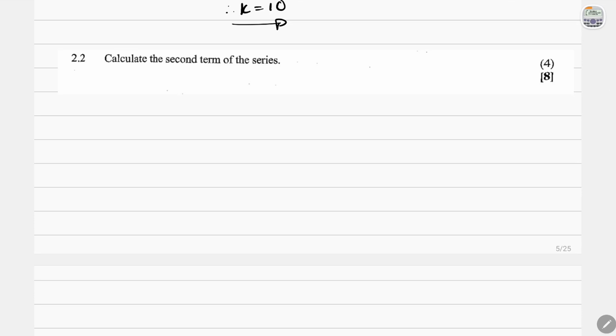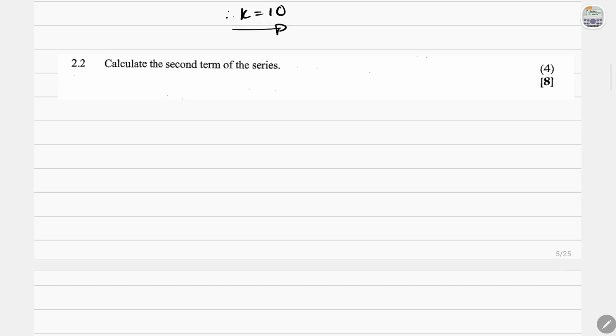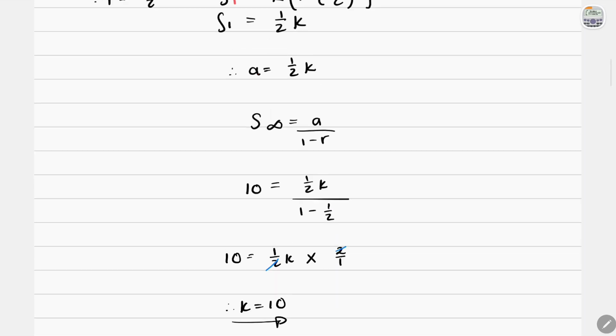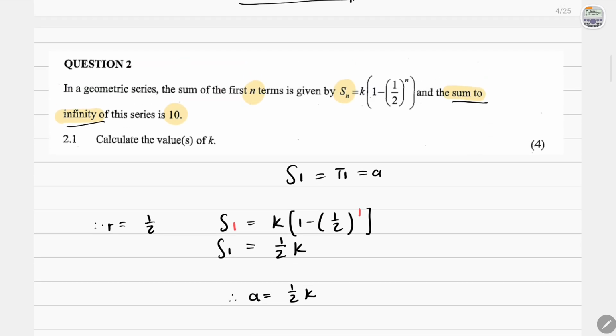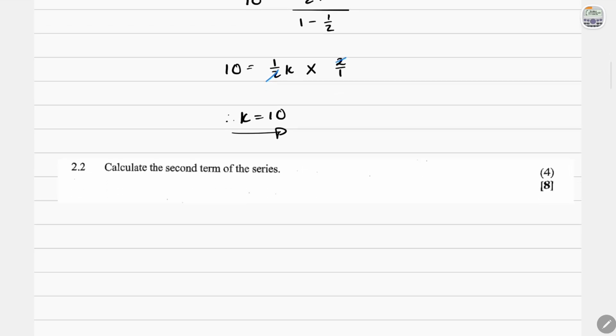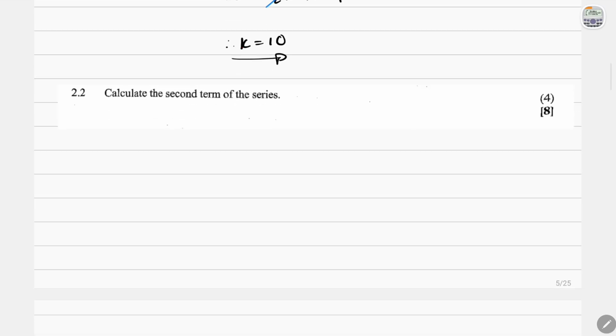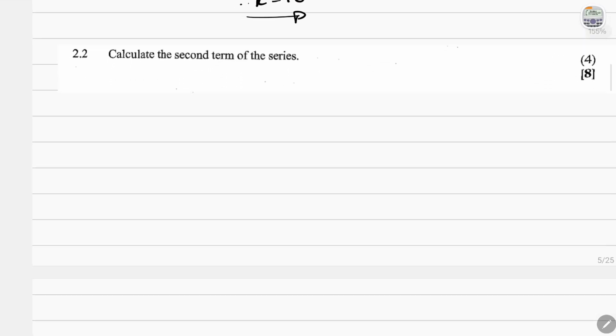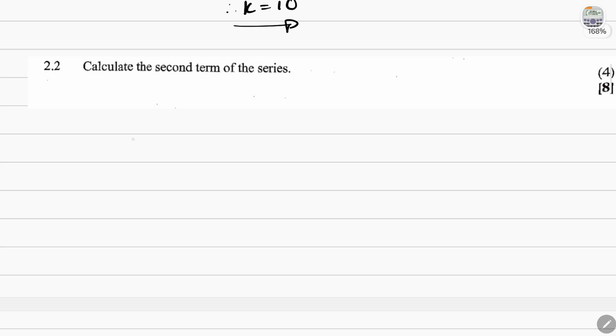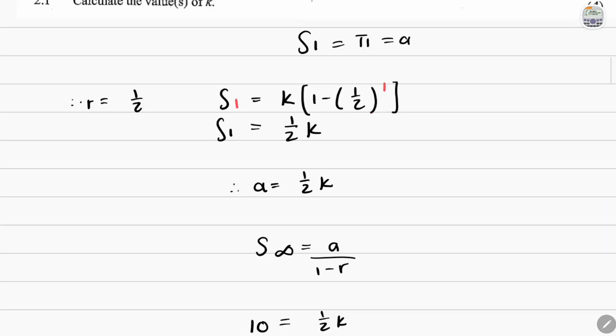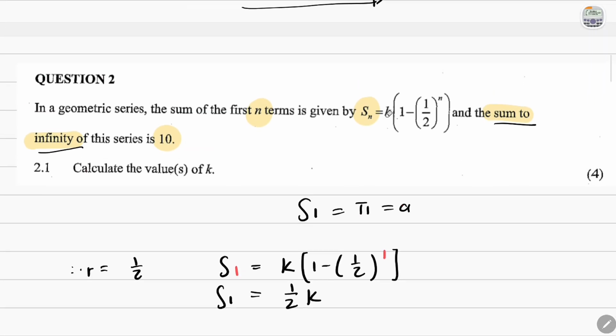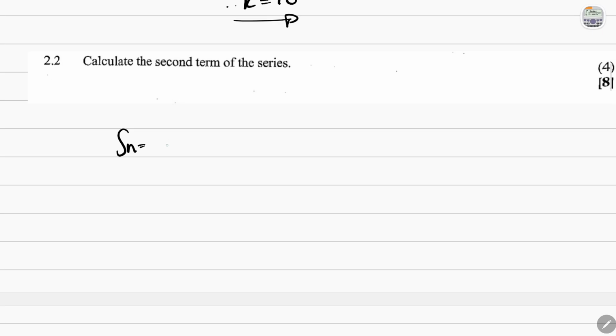Then the next question says, calculate the second term of the series. Despite the fact that we don't really have the Tn formula, we have the Sn formula. But the Sn formula is very useful, and we can actually just use it to find all the other terms. Let's just rewrite it. Sn equals, and we'll just substitute k, that's 10. So this actually says 10 multiplied by 1 minus a half raised to the power of n.